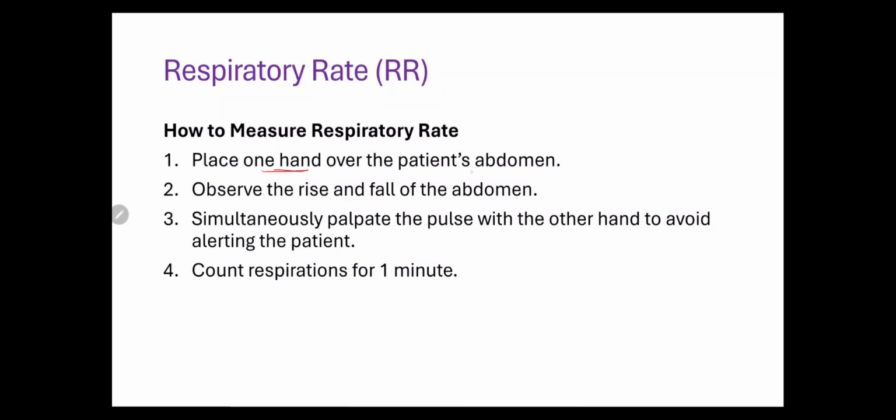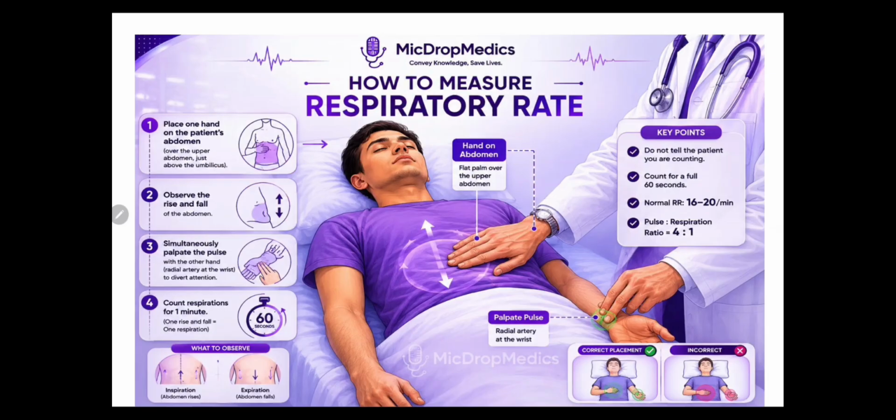You want to place one hand over the patient's upper abdomen to observe the physical rise and fall. At the exact same time, use your other hand to palpate their radial pulse. This tricks the patient into thinking you are just checking their heart rate, allowing them to breathe naturally. Count those respirations for a full 60 seconds.